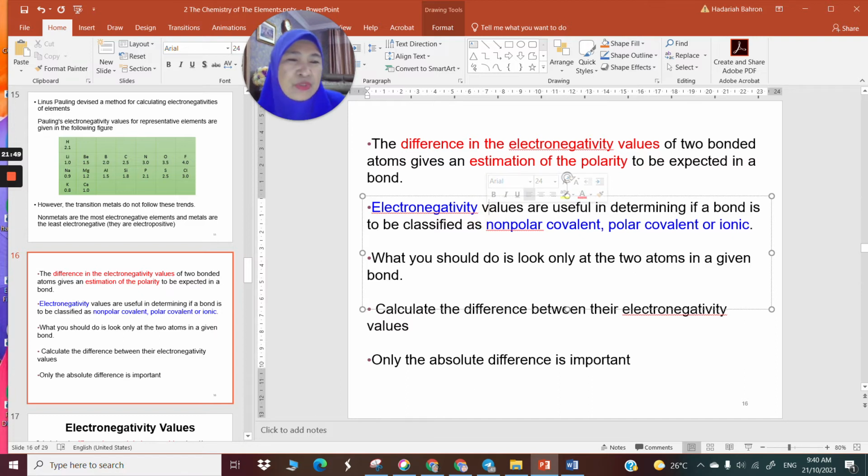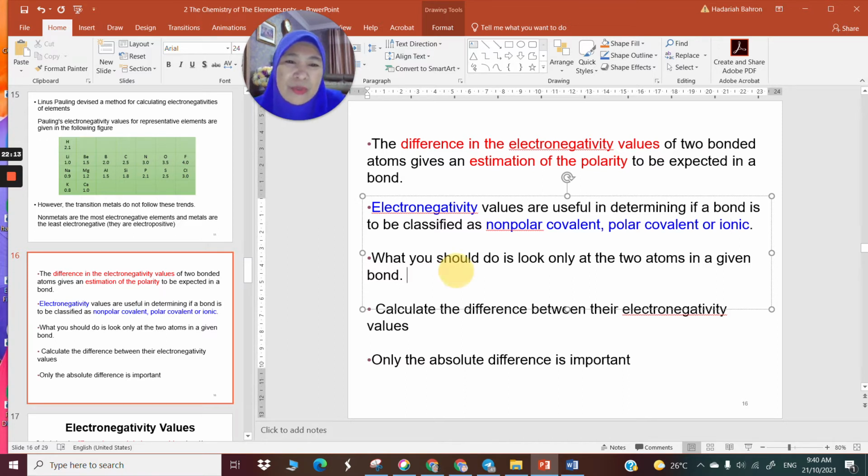Electronegativity values are useful in determining if a bond is classified as either nonpolar, polar, or ionic. Nonpolar covalent, polar covalent, or ionic. Only covalent bonds can be polar or non-polar. Ionic bonds, there is no polarity. There is a complete transfer of electrons.